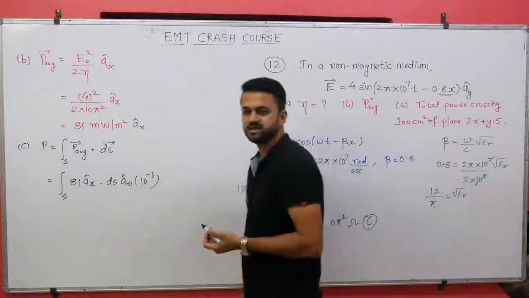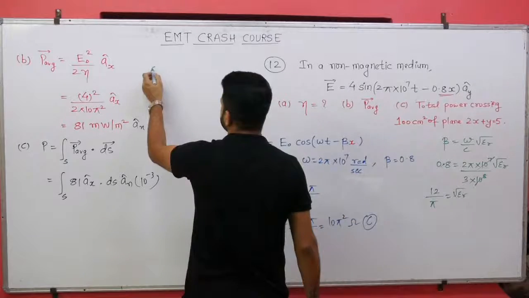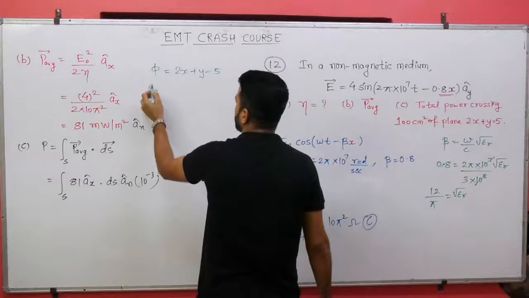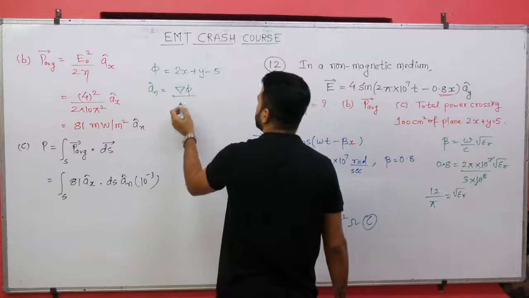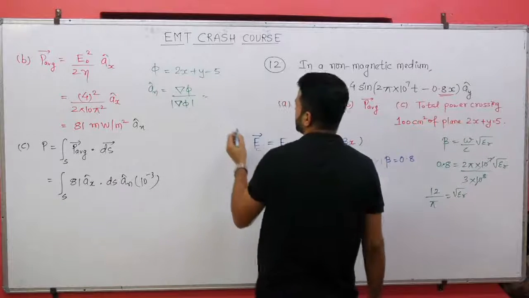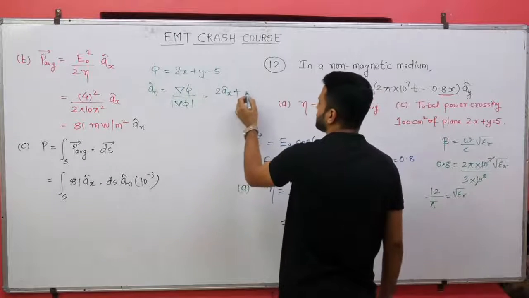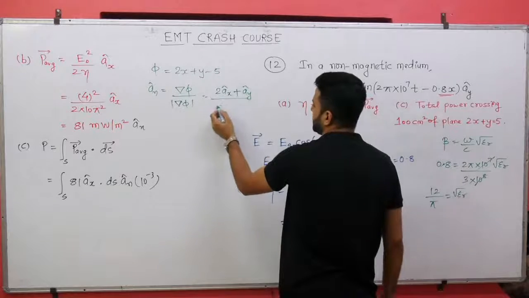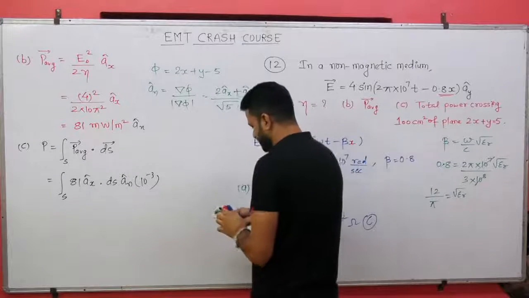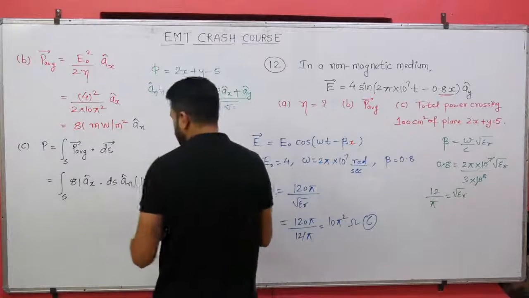Now what is the normal unit vector of a plane? How do you calculate the normal unit vector of a plane? Since the plane is given as 2x plus y minus 5, if you want to calculate the normal unit vector, you have to calculate the gradient and divide it by the magnitude of the gradient. When we calculate the gradient, differentiating with respect to x we get 2 ax, with respect to y we get 1 ay, divided by the magnitude of this gradient, which is root 5. So this is the normal vector. Now we will substitute it here.